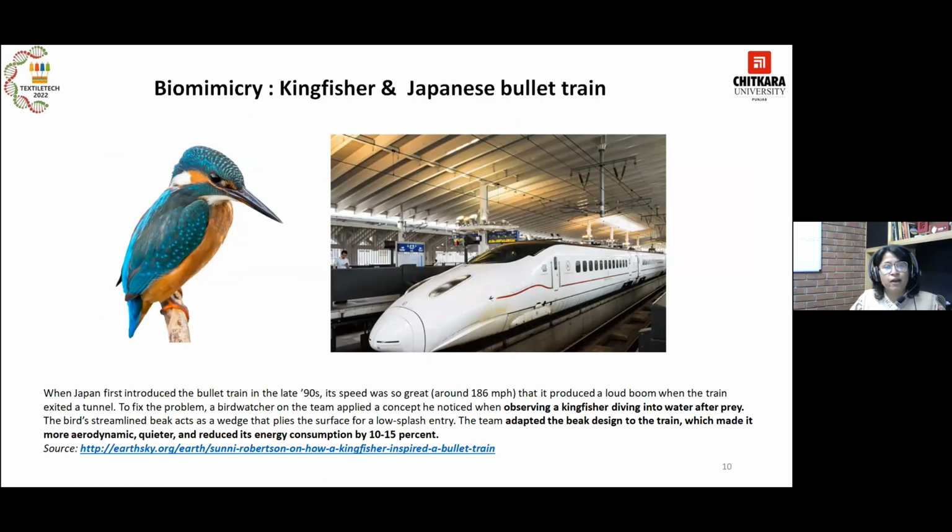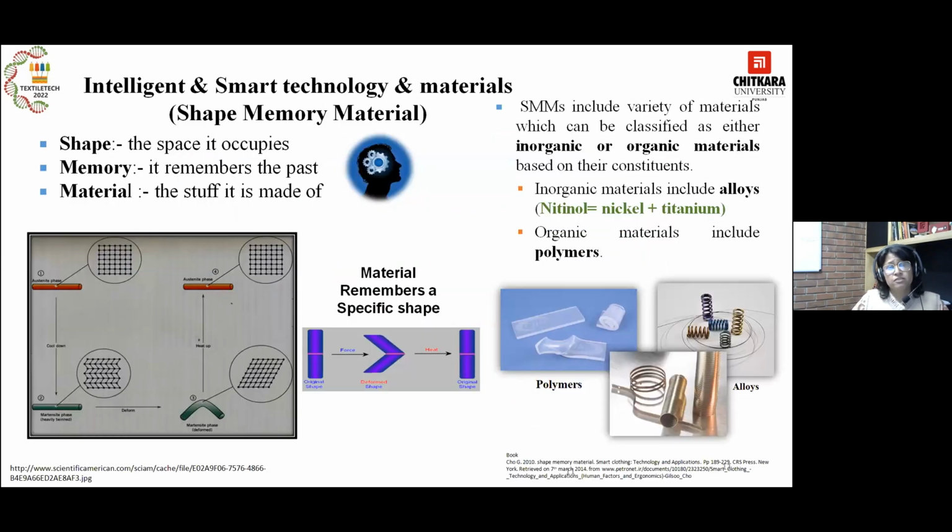Another example of biomimicry is the kingfisher and the Japanese bullet train. The Japanese observed a kingfisher diving into water after prey and adapted the beak design to the train, which made it more aerodynamic, quieter, and reduced its energy consumption by 10 to 15%. So that means functional and technical textile have used the advantage of all these technologies in one way or the other. Next, we have intelligent and smart technology and materials.